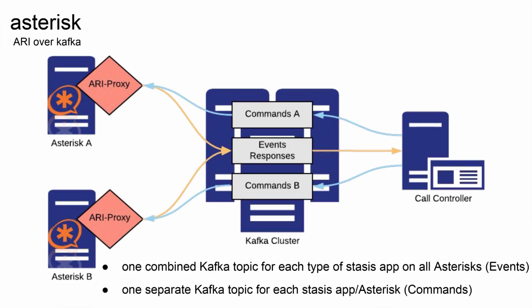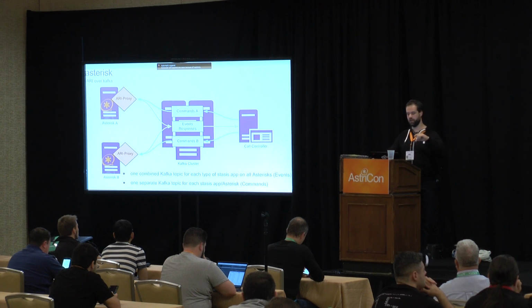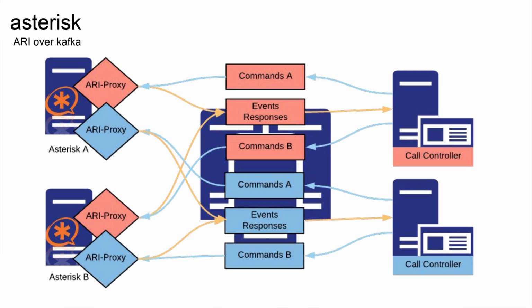So if we have two Asterisks with one ARI proxy each, as I said, we have this one events and responses topic where both applications, so both ARI proxies, send to the same topic, but the ARI proxies consume from different commands topics. So the commands topic is specific for an Asterisk. This is important so that we don't send an answer to a channel to a wrong Asterisk server. That would be bad. But to have this, we have this one-to-one dependency on that.